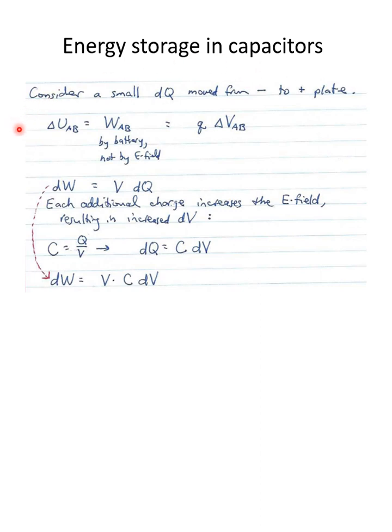The change in potential energy as we move the charge from A to B is the work that it takes to move it from A to B. Practically speaking, this work is done by a battery. The work done in moving a charge from A to B, remember, is Q times the voltage difference. So dW, the tiny amount of work that we do to move that charge dq, is going to be V dq. Each additional charge increases the electric field, resulting in an increased voltage difference between the plates.